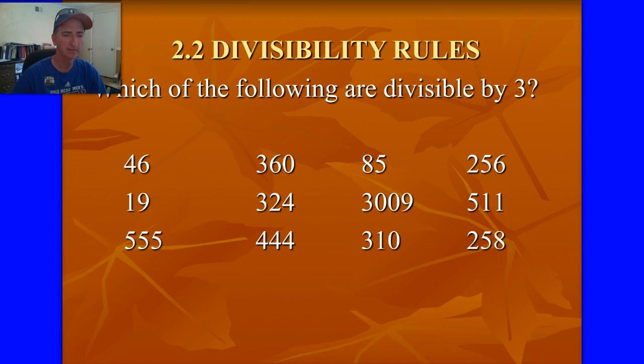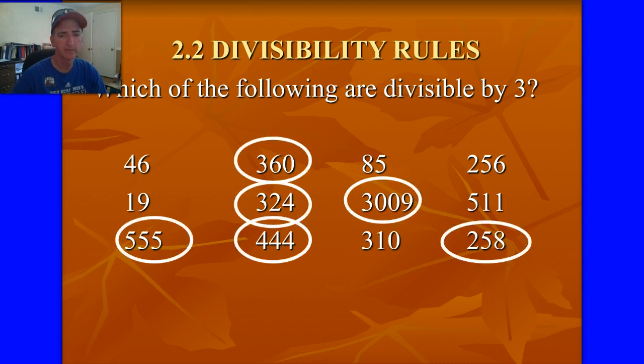And this is what you should have done. Those are all the numbers divisible by 3. I hope that worked out for you. It made sense on why they were or were not.